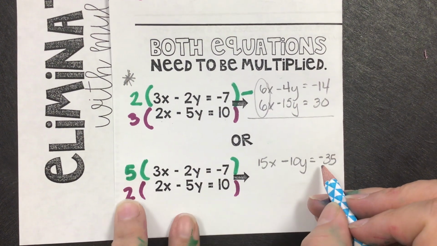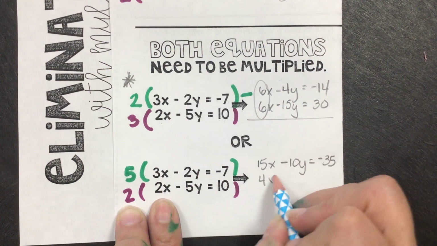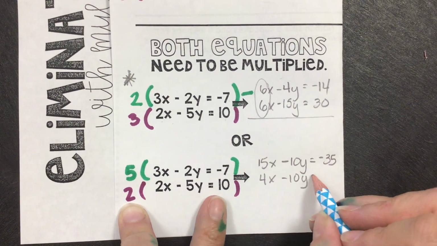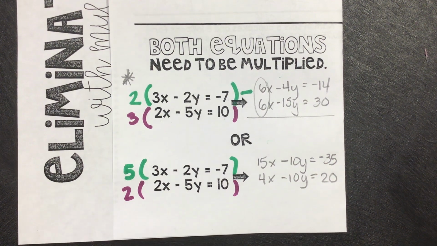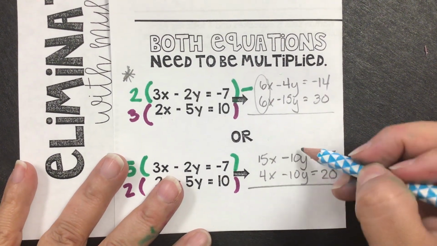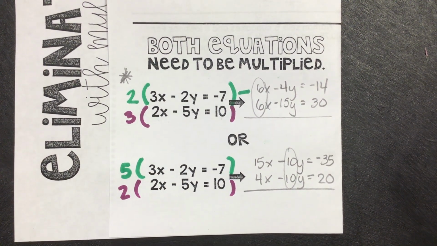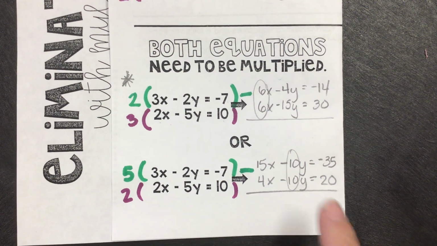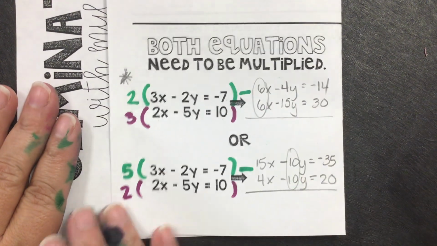On that second equation, 2 times 2 gives you a 4x. 2 times negative 5 gives you negative 10y. And that equals negative 20. What you're looking for is that the coefficients are the same. And if they're the same sign, we subtract. I just wanted to show you that it is possible to eliminate the y, but it's not very common that students do that.